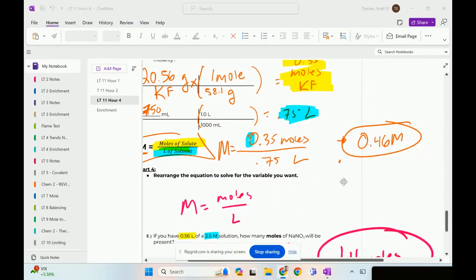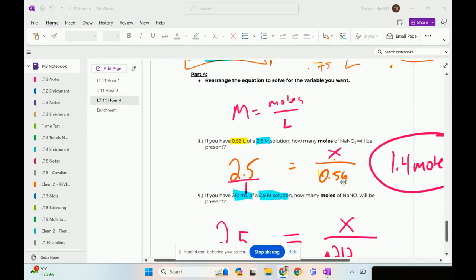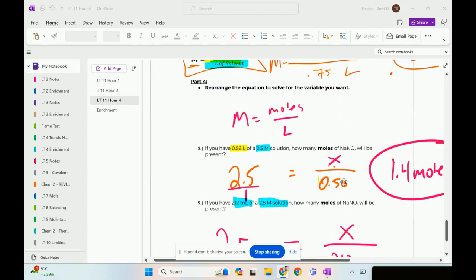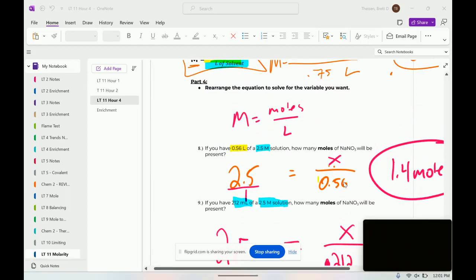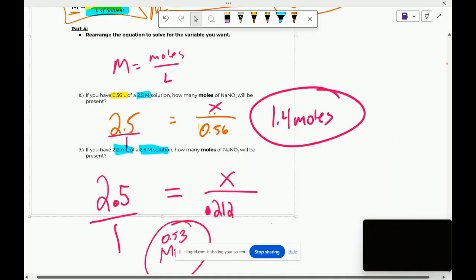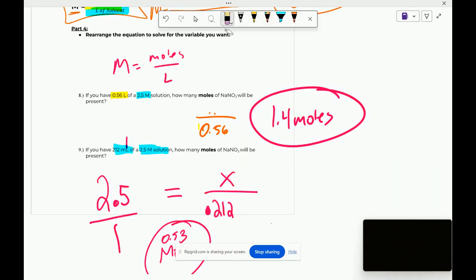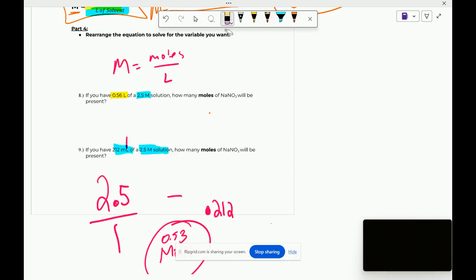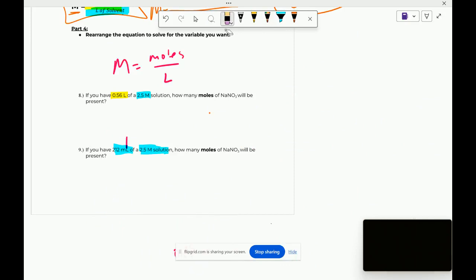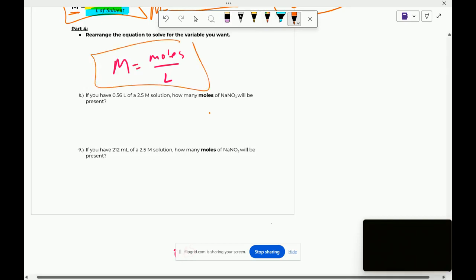Okay, here's the gist for part 4. We have our base equation, moles over liters. Everybody's with me? 5 minutes, and then we'll wrap up with the rally coach. Here's the base equation. We're just going to do some algebra to solve for the variable that we want.